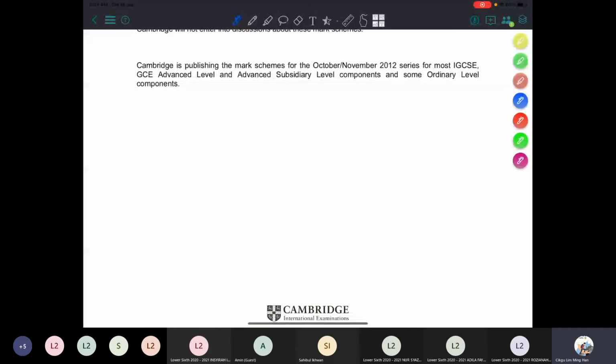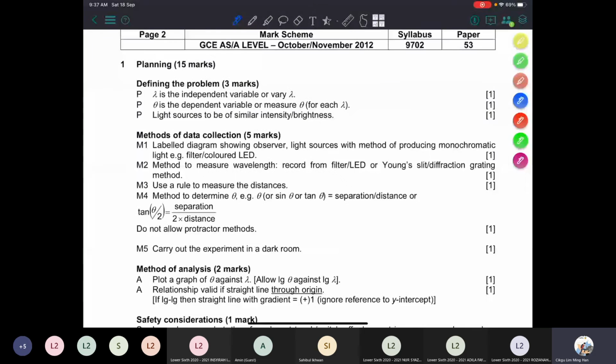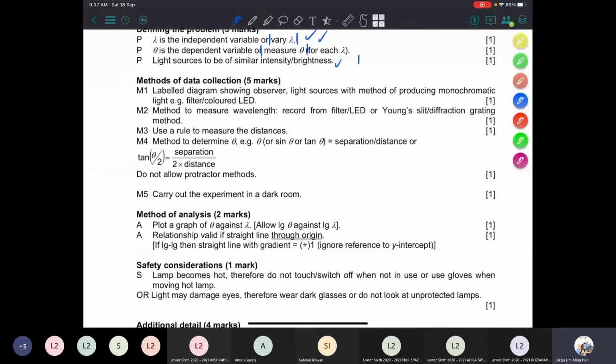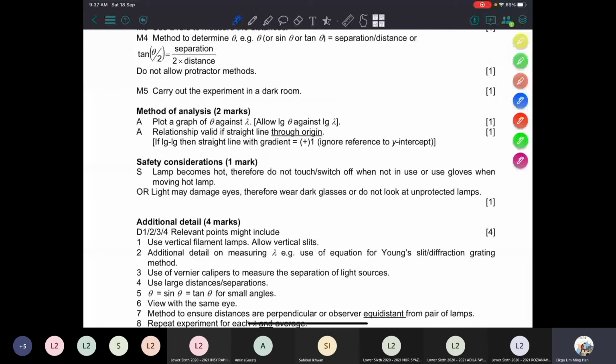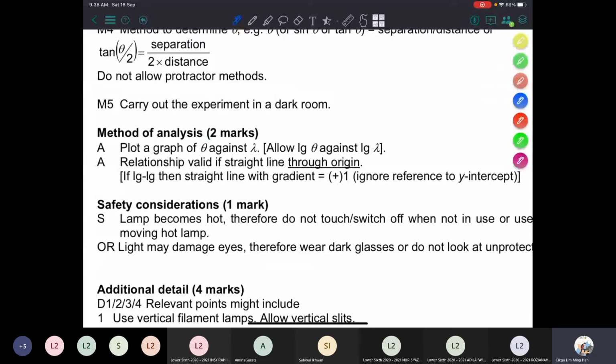So this is 5-3. You vary the lambda. You measure the angle. Light source similar intensity. Done. So determine the analysis. Oh, so it's just a direct one only. Plot theta against lambda. Plot the angle against the lambda, and then the relationship is valid.